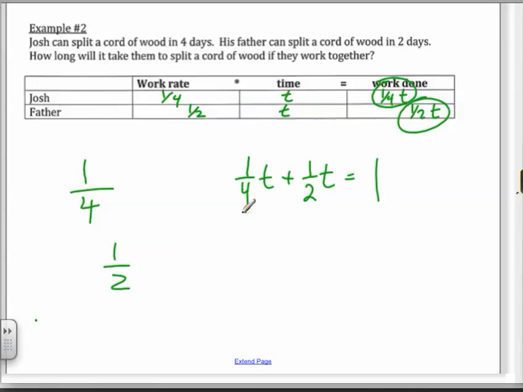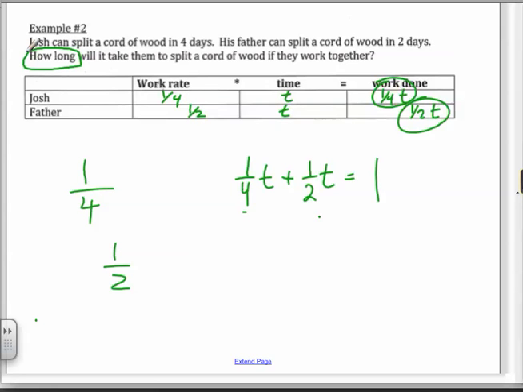He did a fourth of the job. His dad did a half of the whole job, right? I mean, that amount of work in 1 day, right? How long does it take them to do the whole job? The whole job. What do you think? What do I do here? So we're looking for T. I am looking for T.